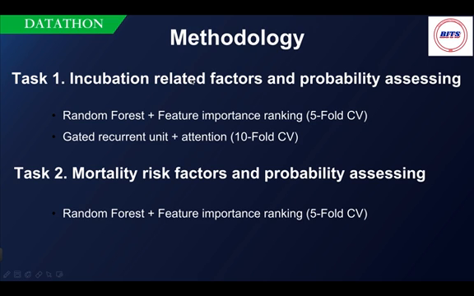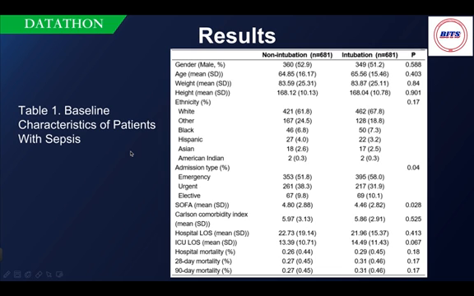We divided it into 2 tasks. Task 1, intubation-related factors and probability assessing. Task 2, mortality risk factors and probability assessing. Here are our results. First, this is our baseline characteristics. In non-intubation group and intubation group, they have no difference.